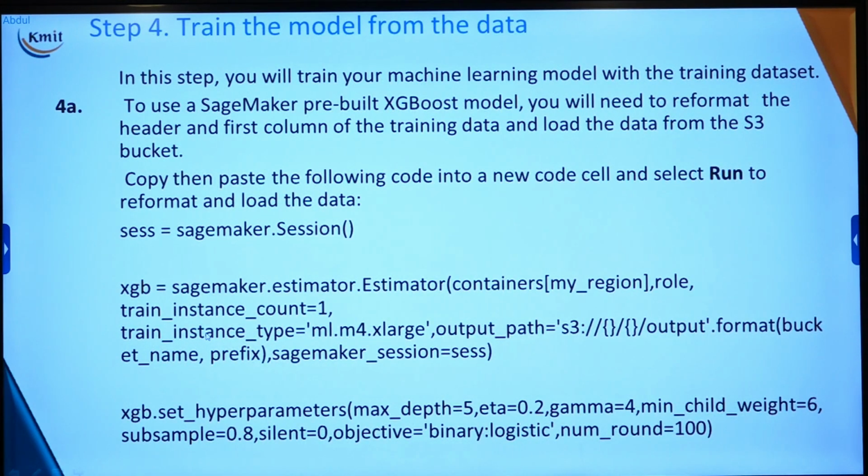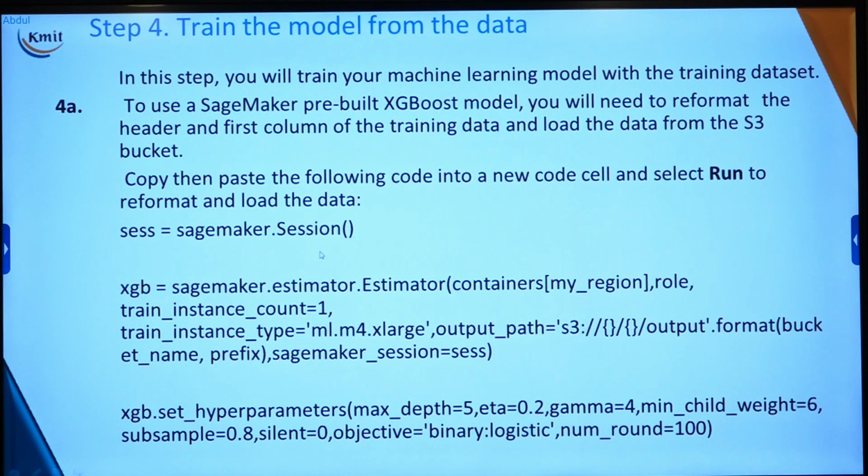Once the data is prepared, you need to model the data, that is, train the data. Training is done with a command, estimator. SageMaker has a pre-built XGBoost model, which will reformat the header and column of the training data and load the data from the S3 bucket. So this is all done using these commands.